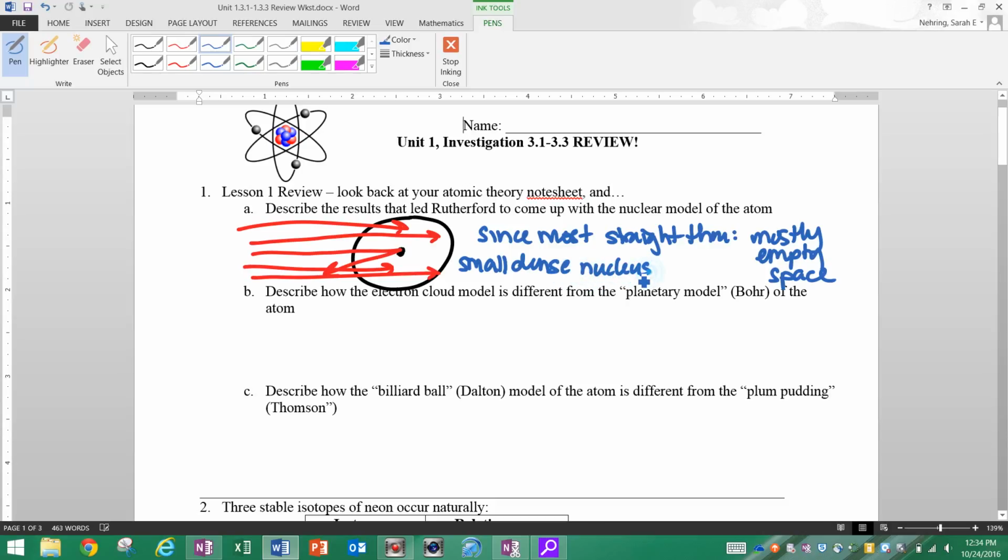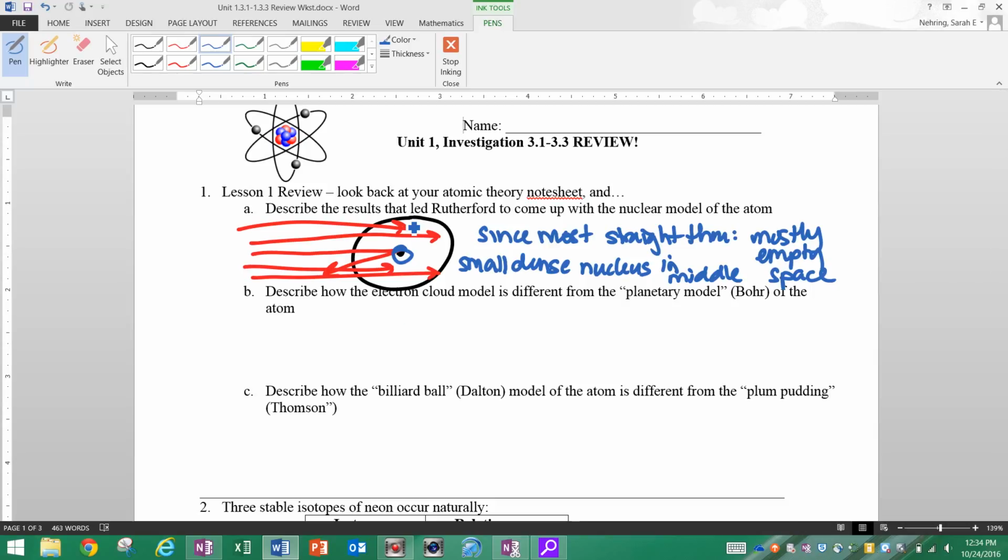And so there's a small, dense thing in the middle, and they decided to call that thing the nucleus. And they could tell that it was there because, again, some of these particles bounced back instead of going straight through. So there must have been something there in the middle that they were bouncing off of. So that's the nuclear model of the atom.